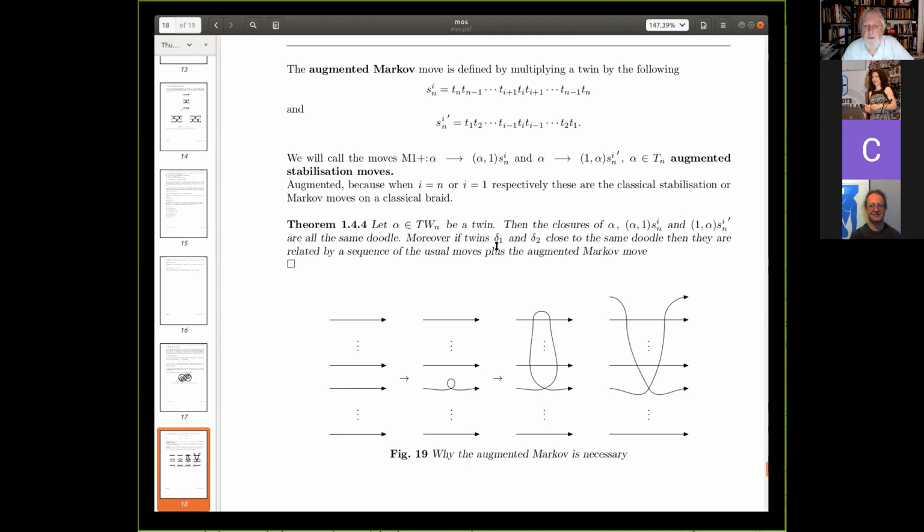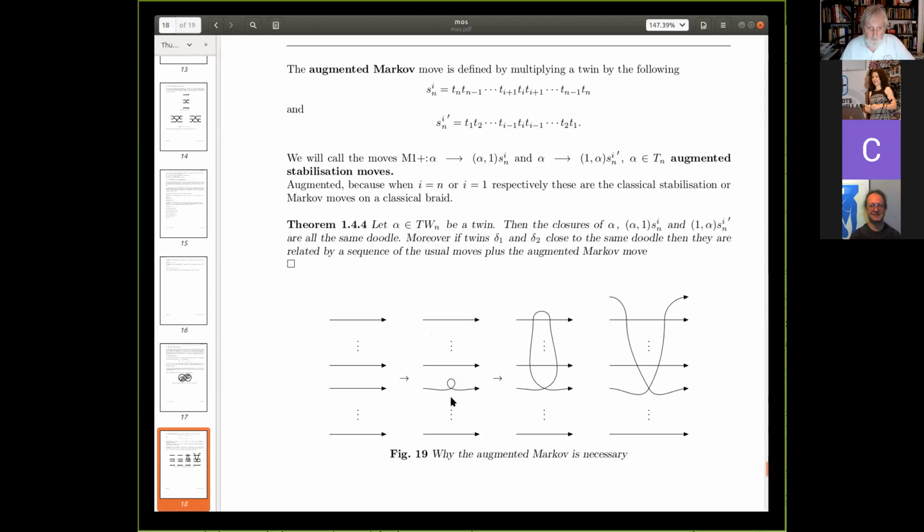So supposing you've got two twins, D1 and D2, supposing they close to the same doodle, then they're related by a sequence of the usual moves plus the augmented Markov move. And so this is a kind of an explanation of why it's necessary, you see. So supposing you've got a braid here and it's closed to make a braided diagram. And now suddenly you introduce by an R1 move a little disc here in the, it's not going to be a Markov move because it's right in the middle of this braid here, okay?